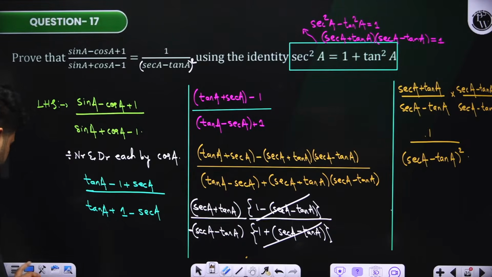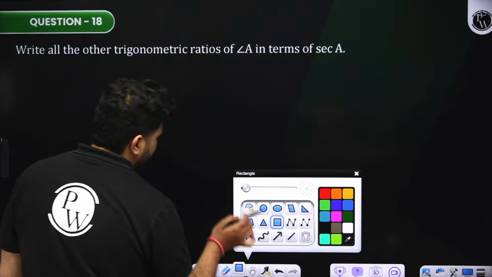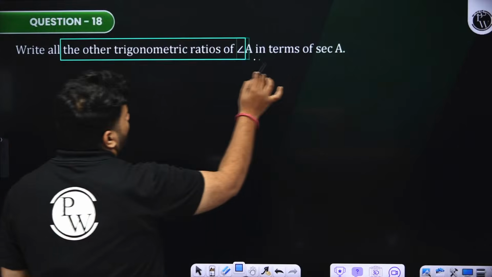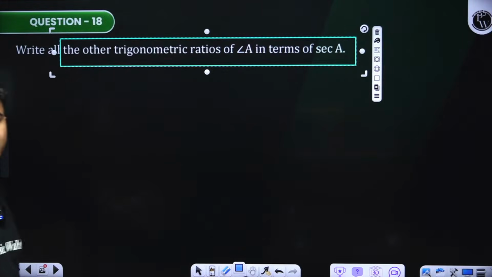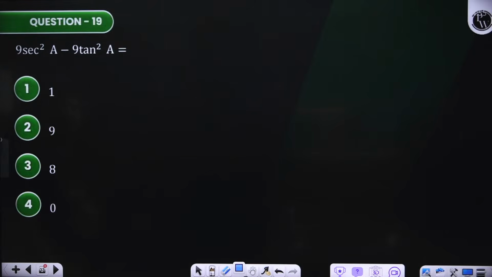Okay, next problem we will go. Write all the other ratios of angle A in terms of secant A. In terms of secant A, you need to write down all the other ratios. Same as the sin A problem. Fine. Next, the value of 9 secant square A minus 9 tan square A is.